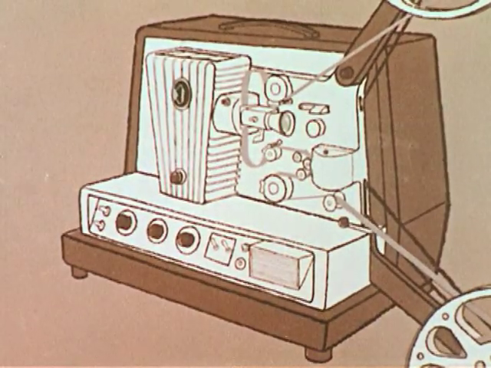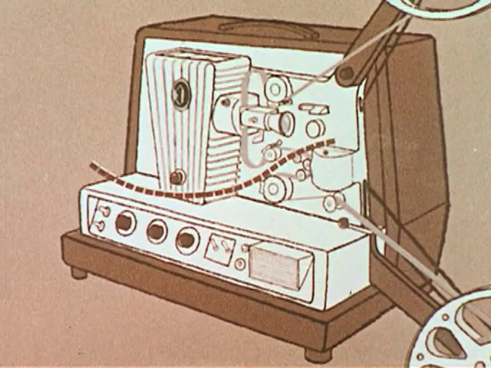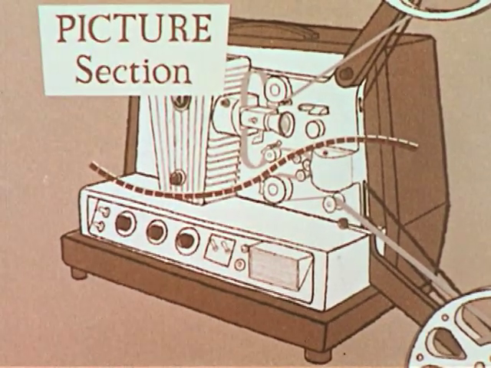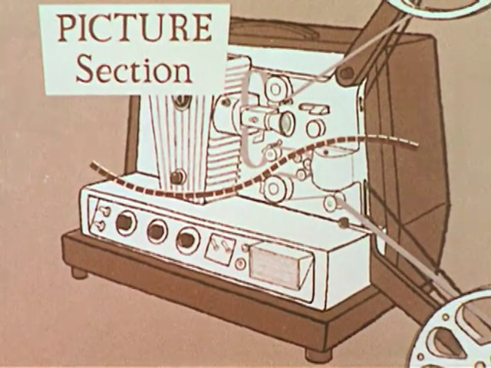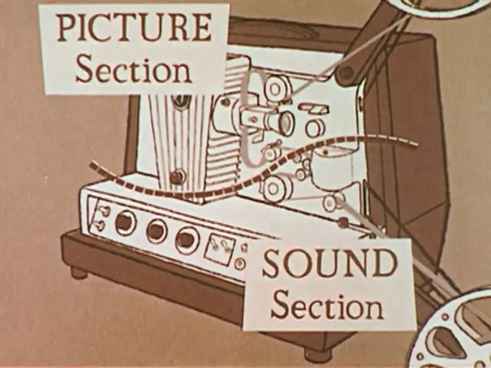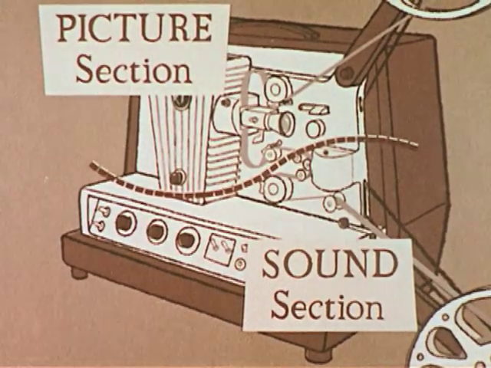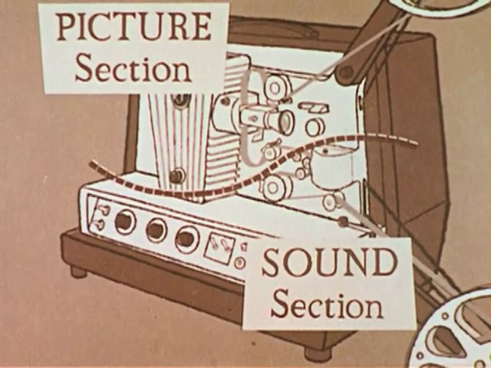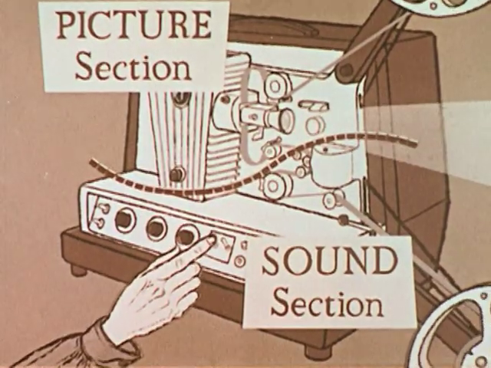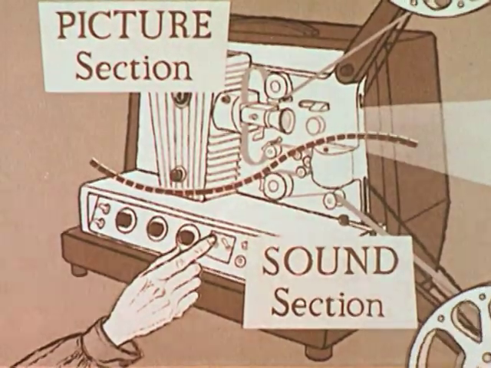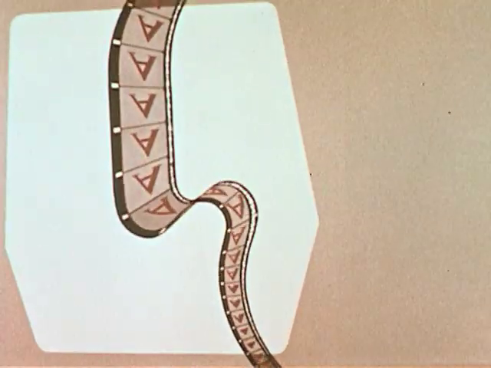A typical motion picture projector consists of two sections, each with a different function. The picture section, which projects the picture from the film to the screen, and the sound section, which reproduces or recreates the sounds which have been recorded on the film soundtrack. As the film moves through the projector, it first enters the picture section.